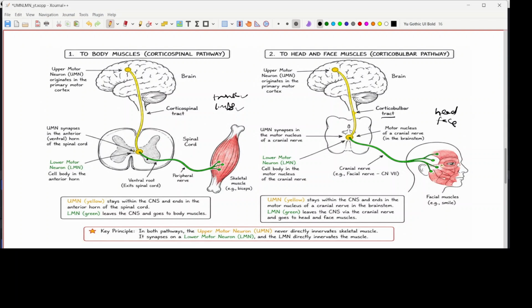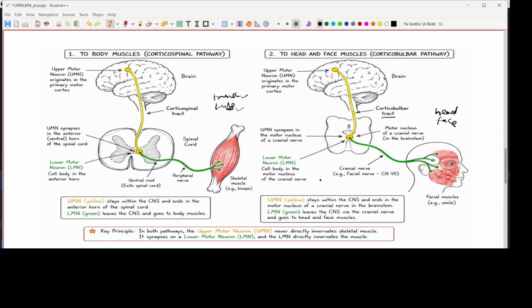So in the spinal cord, the cell bodies of the lower motor neurons are located in the anterior horn. Their axons leave the spinal cord to form spinal nerves. Likewise in the brainstem, the cell bodies of lower motor neurons are located in the motor nuclei, and their axons leave the brainstem to form cranial nerves. So the anterior horn of the spinal cord targets the body, the trunk and the limbs, while the cranial nerve motor nuclei serve the head and the face.